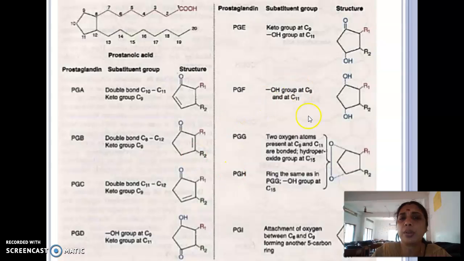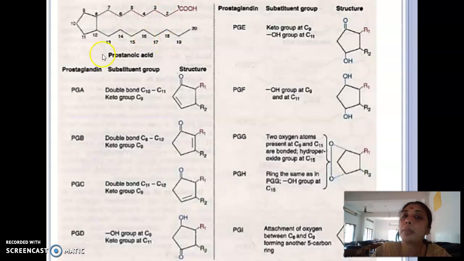You don't have to study the individual structure, but you should know the general structure of a prostanoic acid. Since all these compounds have the same structure, they are collectively known as prostanoids. This compound is known as a prostanoic acid. Prostanoic acid does not have any double bond or hydroxyl group, but it has the cyclopentane ring system and also the C20. So this is the parent compound, prostanoic acid.